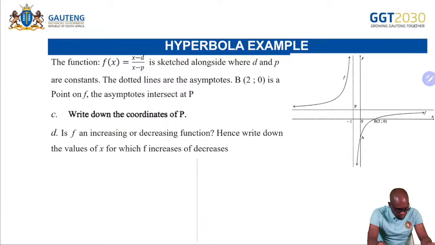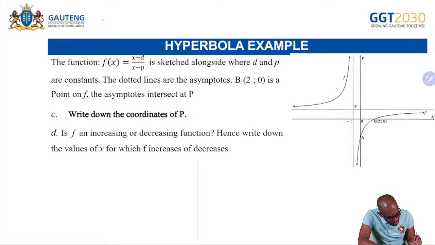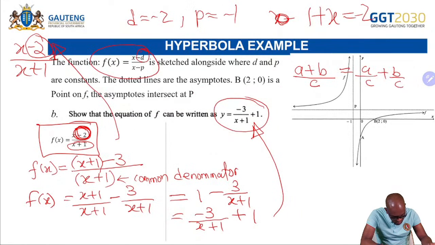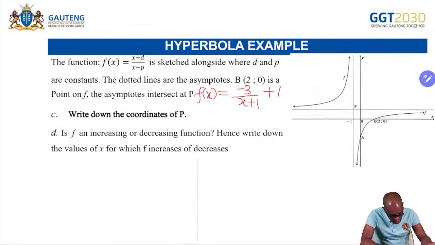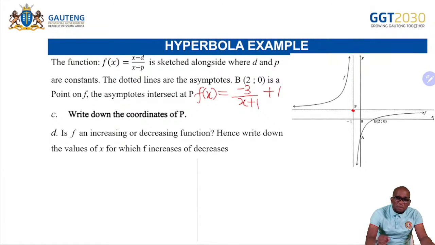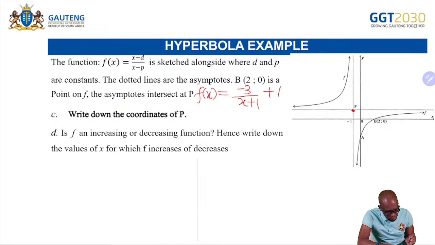Right. Now determine the coordinates of P. Obviously, we have the equation now. We've written it down as f of x equals negative 3 over x plus 1 and then plus 1 like that. Let me just verify. Negative 3 over x plus 1, yes. So if you look at P here, P represents what? The point of intersection of the asymptotes, which means that I will put in both my asymptotes here.